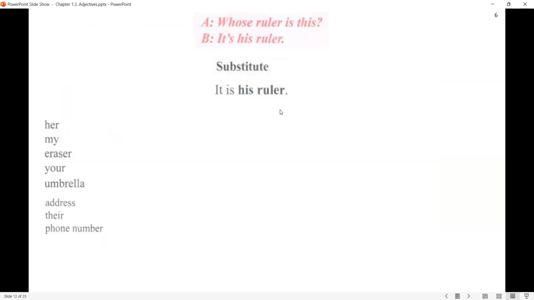Again, we have a substitute drill. Let's do this. Whose ruler is this? It is his ruler. Change his and ruler. Pause the video, make your sentences. When you're ready, check with me.